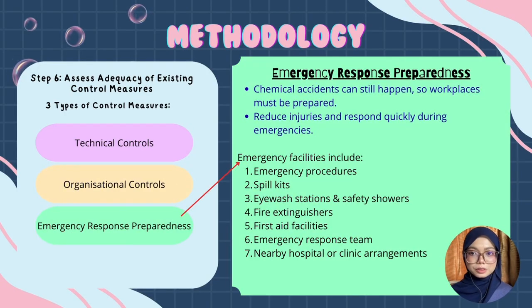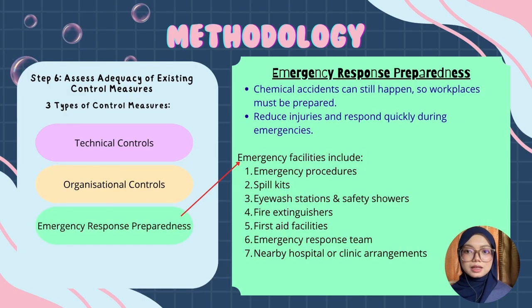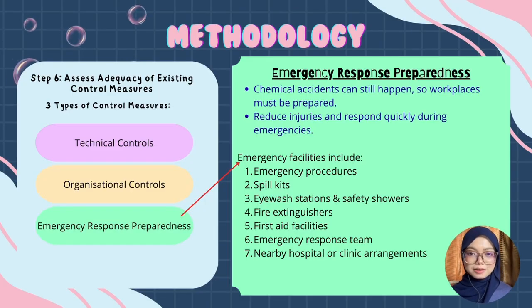The third type of control measure is emergency response preparedness. Even with good safety measures, chemical accidents such as spills, leaks, or fires can still occur. Therefore, every workplace must be prepared to respond quickly. Examples include emergency procedures, spill kits, emergency eye wash stations and safety showers, fire extinguishers, first aid facilities, an emergency response team, and arrangements with nearby hospitals or clinics. Having these emergency facilities helps minimize injuries and prevent the incident from becoming more serious.